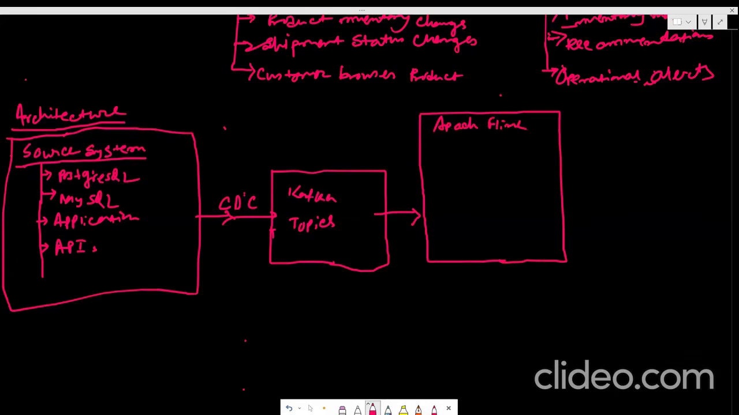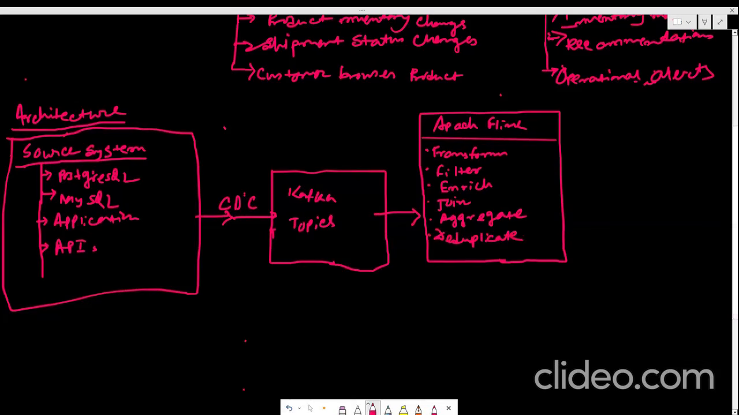So Apache Flink will do different works. It can work for transformation, so transform operations. Then it also can work for filter work or data enrichment. Then it can also do some join operations. Then it also can work for some data aggregation. After that, we also can consider deduplication, any deduplication related work. So that can also be done by Apache Flink.